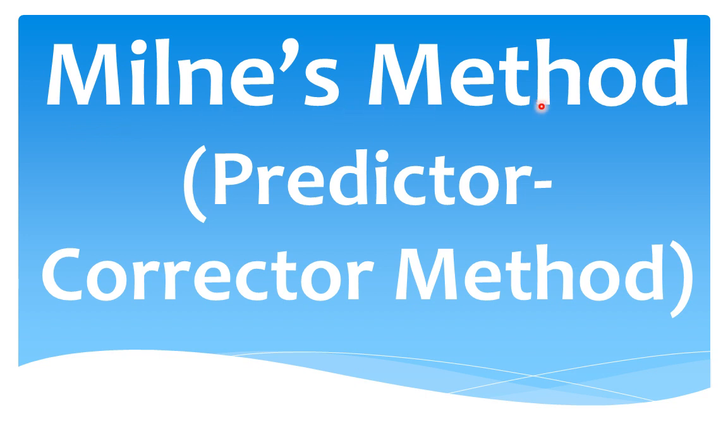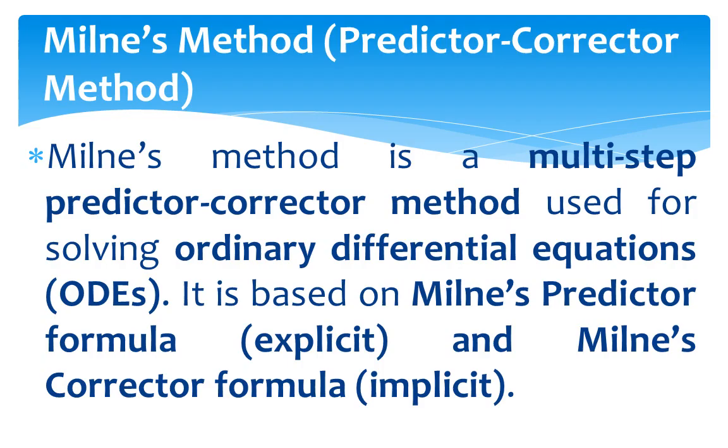Milne's method. Predictor corrector method. Milne's method is a multi-step predictor corrector method used for solving ordinary differential equations. It is based on Milne's predictor formula (explicit) and Milne's corrector formula (implicit).